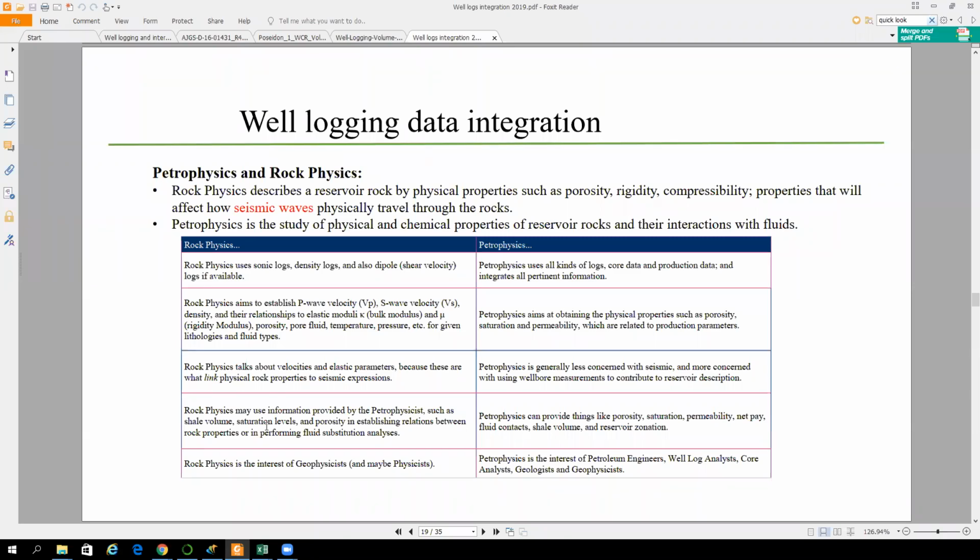Rock physics will talk about velocities and elastic parameters because they are the link between physical rock properties and seismic expressions. But petrophysics is generally less related and concerned with seismic. So we will not talk about seismic properties and elastic properties in petrophysics. And also rock physics is of interest to the geophysicists. So geophysicists are using information and interpreting them and using them for different purposes. But petrophysical properties and petrophysics in general is the concern or the interest of petroleum engineers, geologists, and also geophysicists.